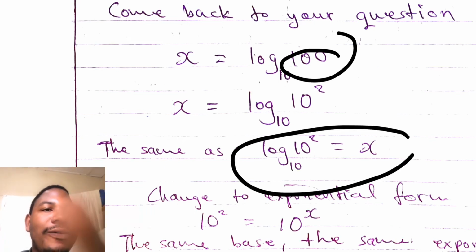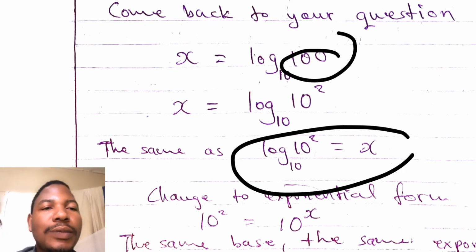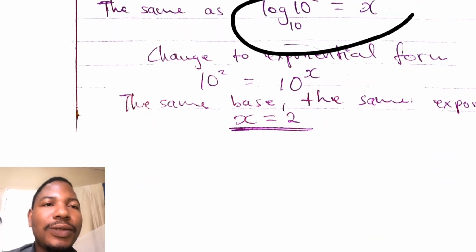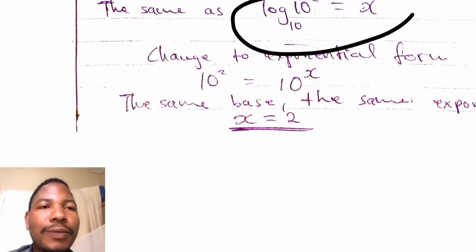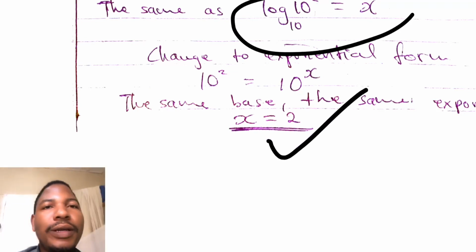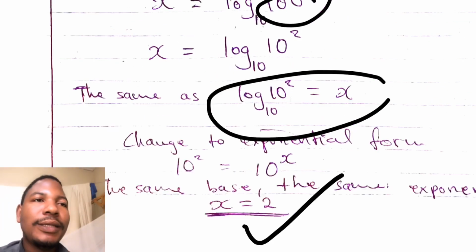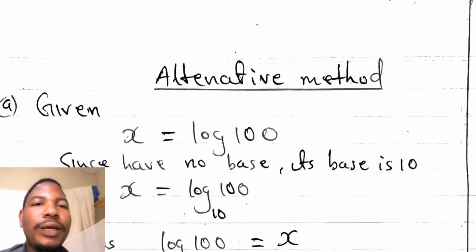Now you can convert into exponential form. You will find 10 exponent 2 equals 10 exponent x, the same base, the same exponent. At the end of the day, you will find that x equals 2. But this is the first method. Also, there is an alternative method here.